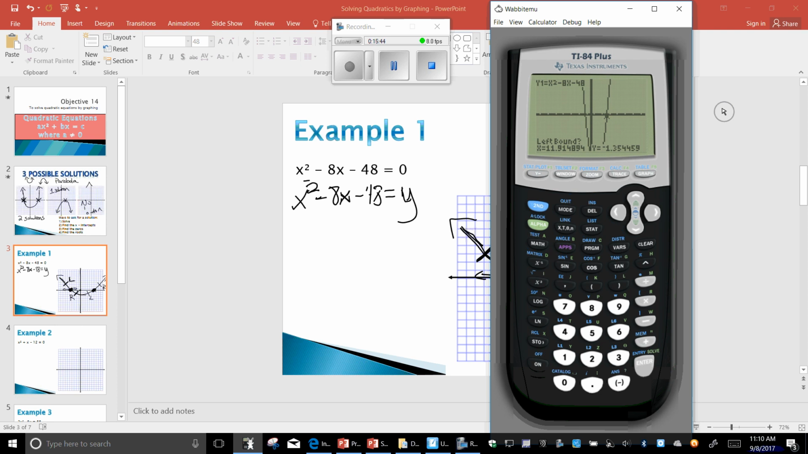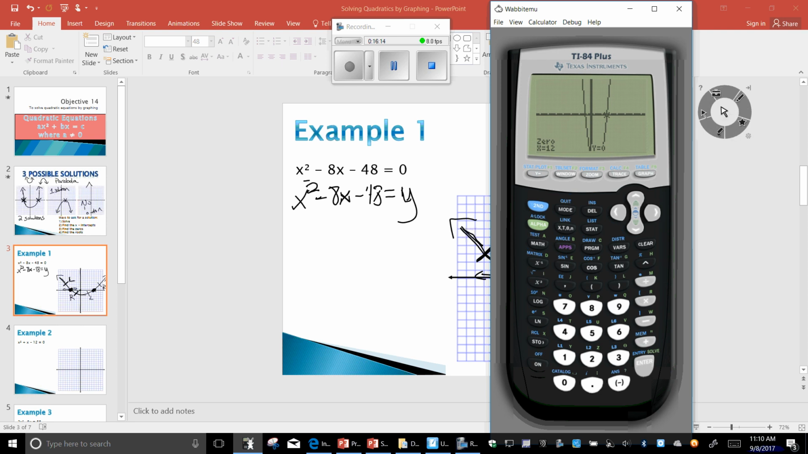Okay? Where would left bound of that point be? To the left side is going to be below it. So I want to make sure that I'm below the x-axis. And I'm going to click enter. Right bound is going to be above it. So I'm going to travel above it. And I'm going to click enter again. And then I'm going to go ahead and tell it to take a guess. And I'm going to click 12. So there's my two answers, -4 and 12.